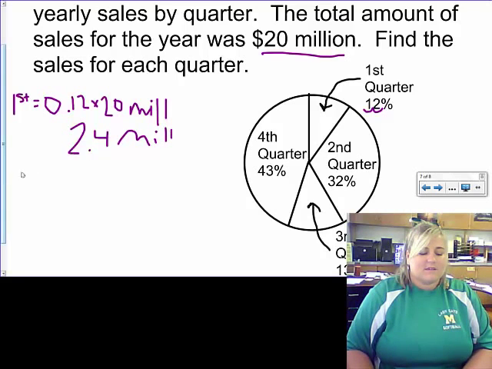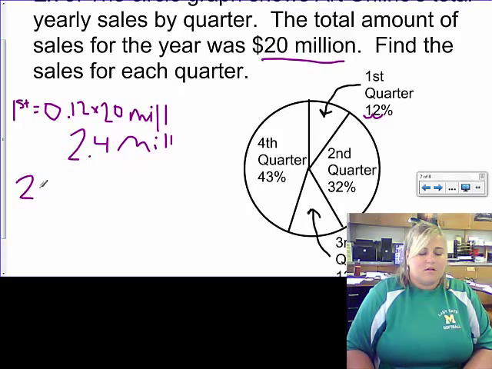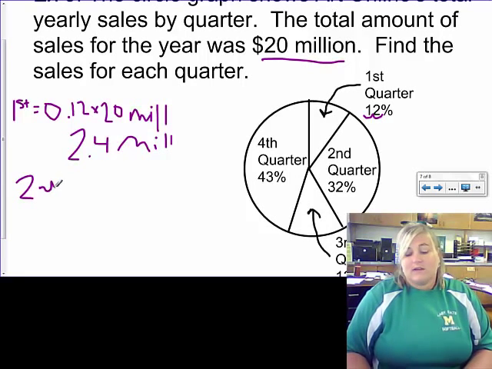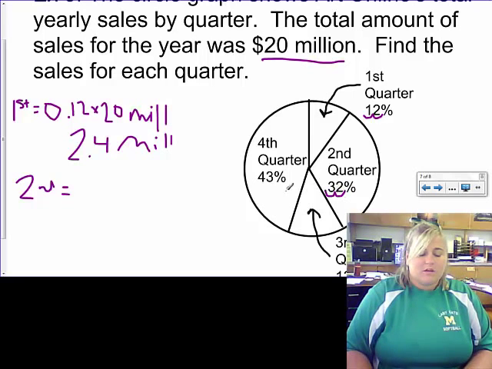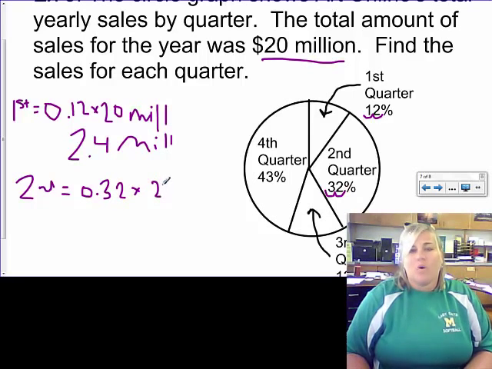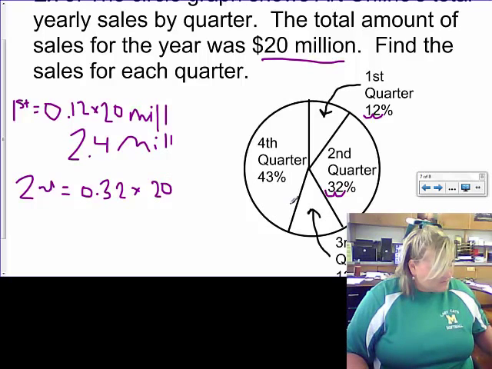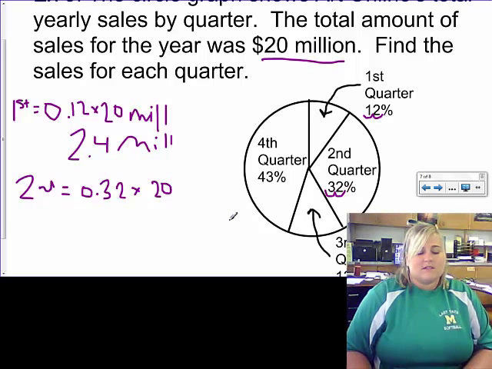So second quarter, we're going to do the exact same thing. In the second quarter they sold 32%, so I'm going to move the decimal place 2 times. So I know I'm going to take 0.32 times that 20 million, because it's 32% of the whole. Of means to multiply. So take 0.32 times 20, that's going to be 6.4 million.